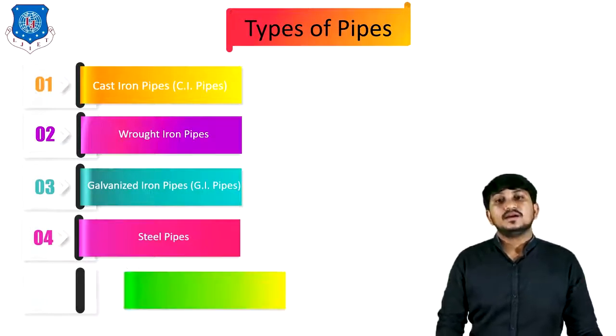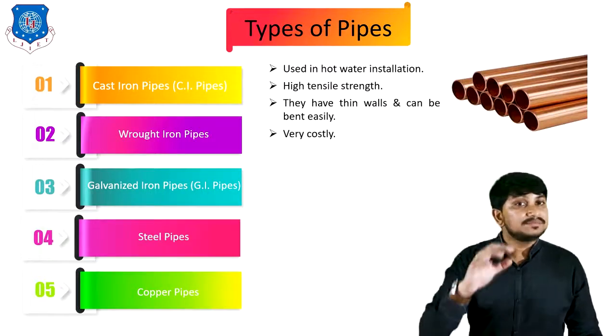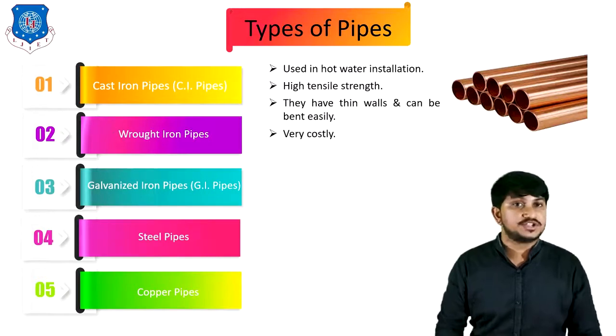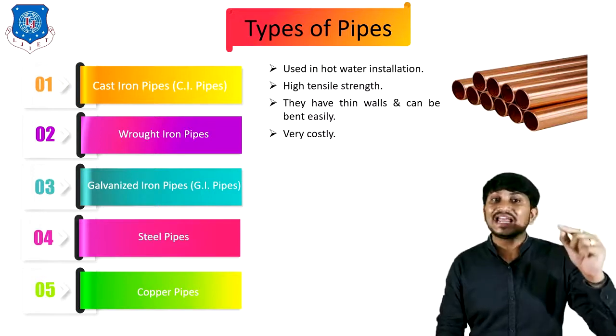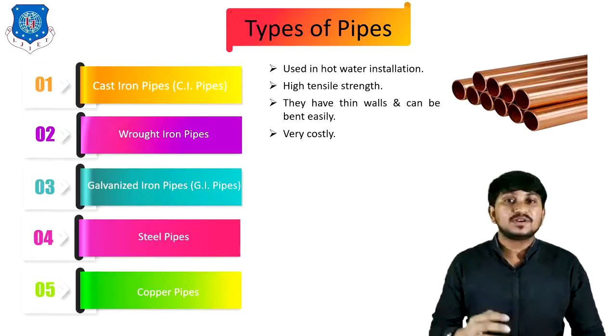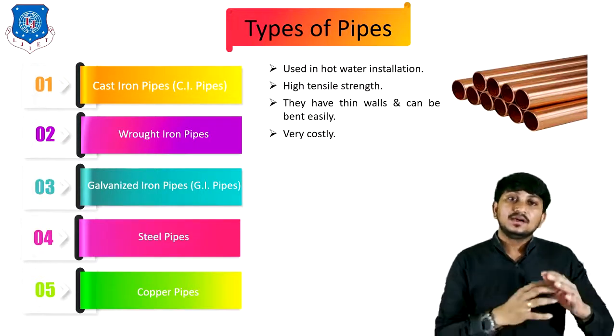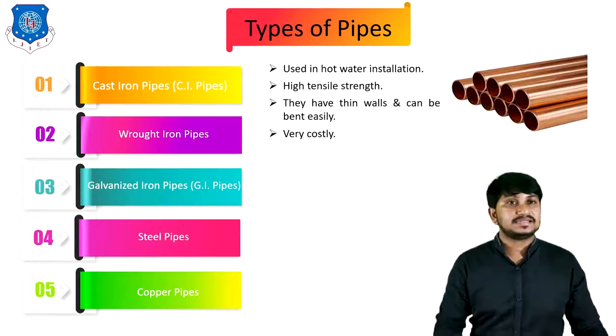Fifth type of pipe is copper pipe. This is a copper pipe. It is mainly used in hot water installation. It has high tensile strength compared to other pipes. They have thin walls and can be bent easily. It is a very costly pipe compared to other pipes. It is mainly used in water heaters or in AC.